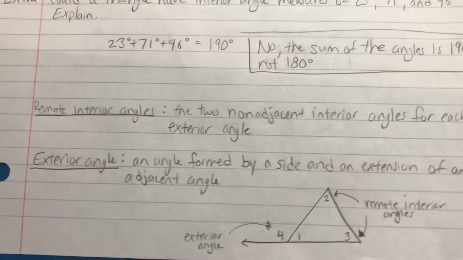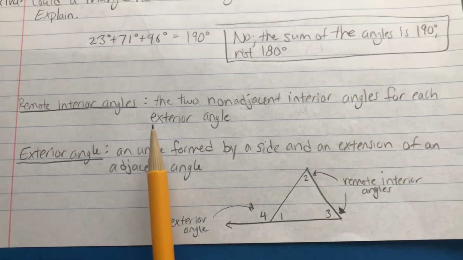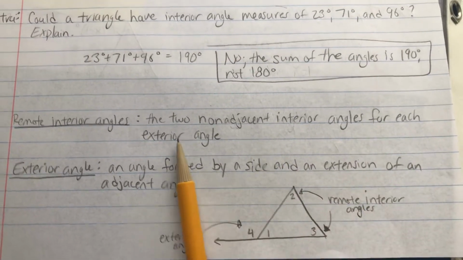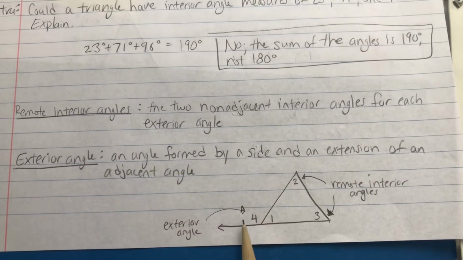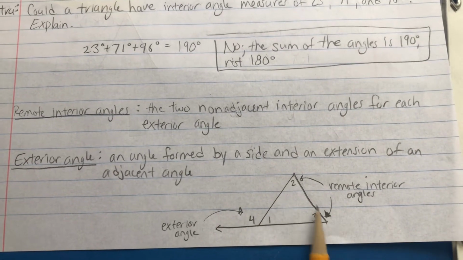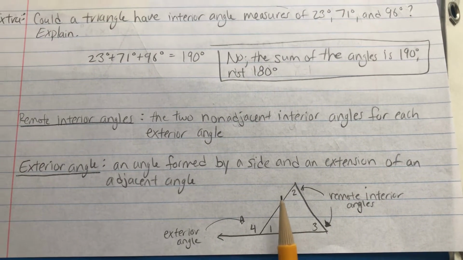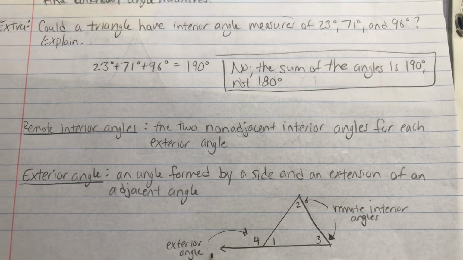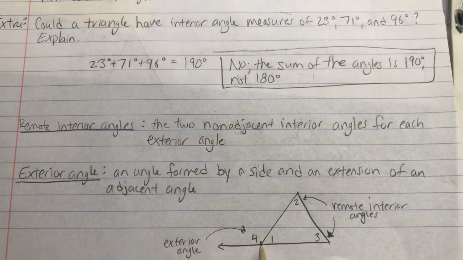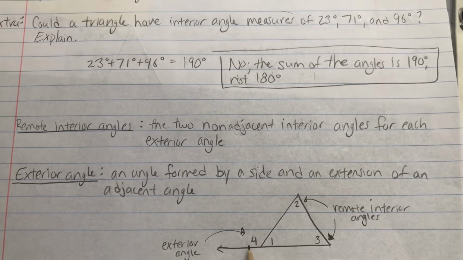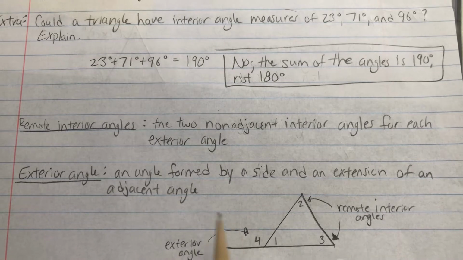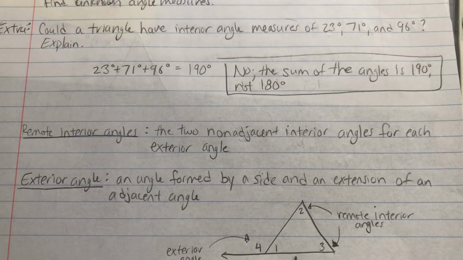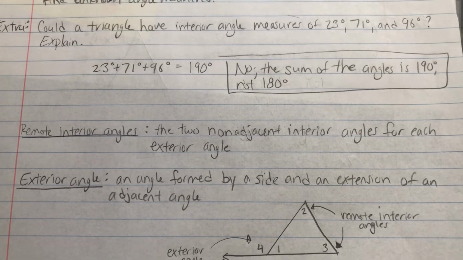So this first definition here, remote interior angles, those are going to be the two non-adjacent interior angles for each exterior angle. Okay, so if we look down here, I have a triangle drawn with the interior angles of 1, 2, 3. And then you'll notice I extended this bottom side, and that created an exterior angle of angle 4. So that's your definition of exterior angle. It's an angle formed by a side and an extension of an adjacent angle, okay?